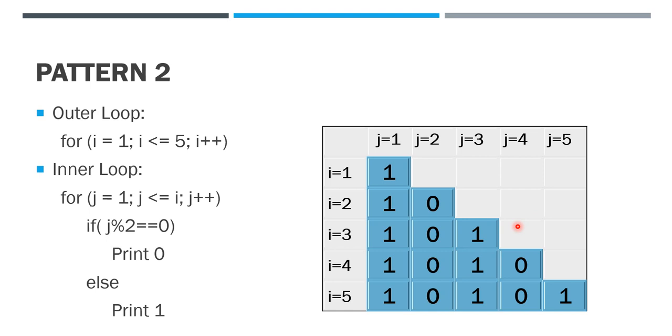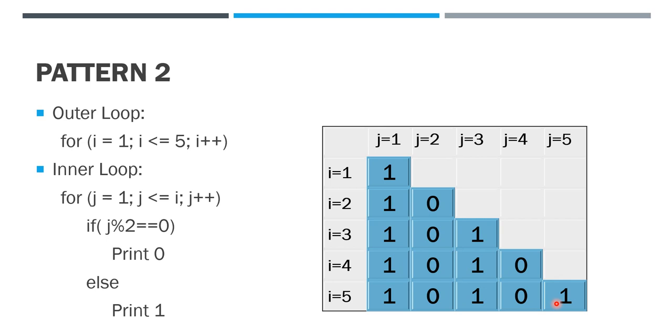We'll move on to the second pattern. Here you can see the first row is 1, second row is 1 0, third row is 1 0 1, 1 0 1 0, 1 0 1 0 1. So here you cannot guess what the i and j values will be, but the only thing we can notice is that it is an increasing pattern. So it is a triangle pattern, an increasing pattern.